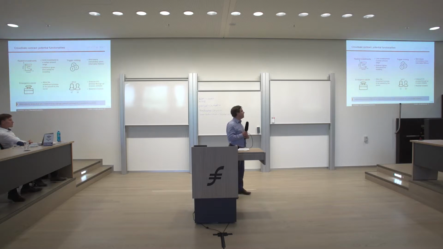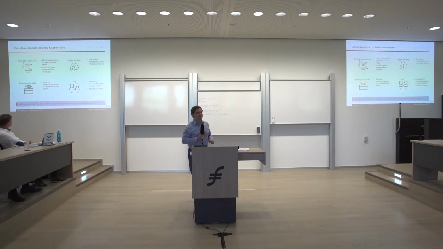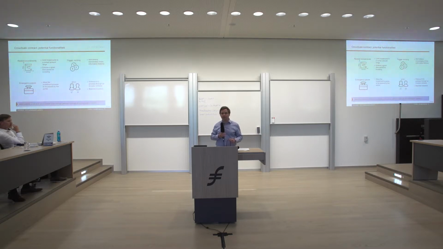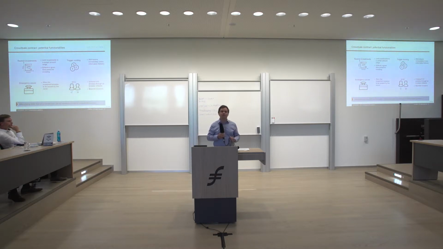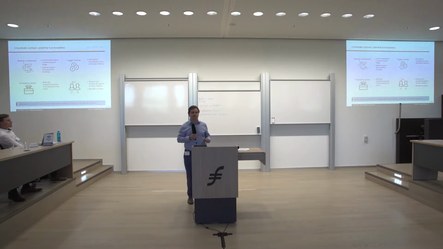A few words about the crowd sale contract. What can you do with it? You can restrict investments over time. You can define when your ICO starts, when it ends, but you can also restrict the amount. You can define a minimum amount, you can define a maximum amount. In some ICOs you see that you can also directly trigger the minting process from the crowd sale contract. So basically immediately as the investment is coming in, the tokens are generated.